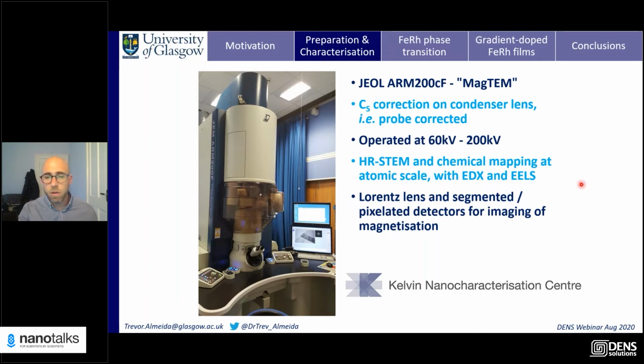But the main reason why I use it, and why it's called the mag-TEM, is because it's got a Lorentz lens, so we can turn the objective lens off, and so the samples sit under magnetic field free conditions. And we can use a series of segmented and pixelated detectors to try and image the magnetization from the sample.